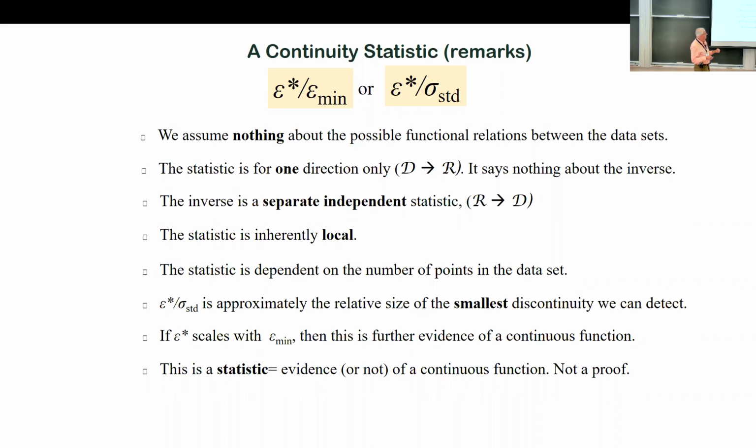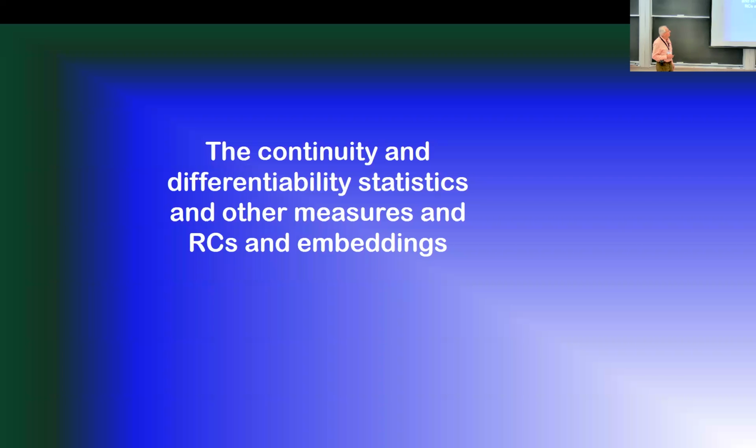It's local, which is what you want. It's dependent on the number of points in the system, which makes sense for a statistic. And this relationship to the size of the attractor, that's about the relative size of the smallest discontinuity that you can say you don't have if you can reject the null. You can't say anything about smaller discontinuity. So it's pretty clear as to what it's telling you. It should scale with the minimum, which I mentioned, and it's evidence, not a proof.